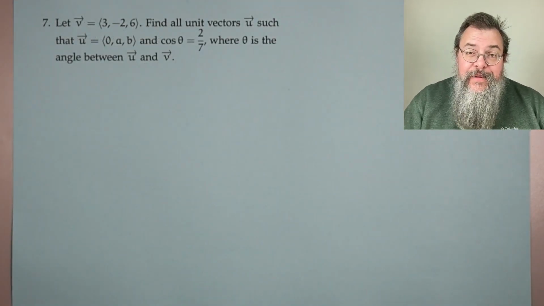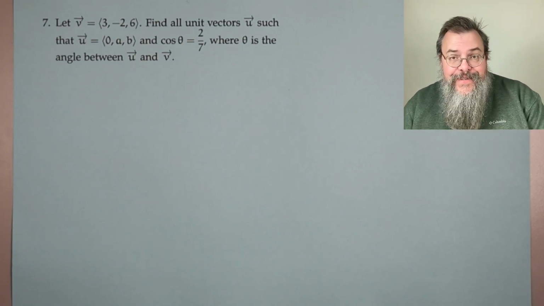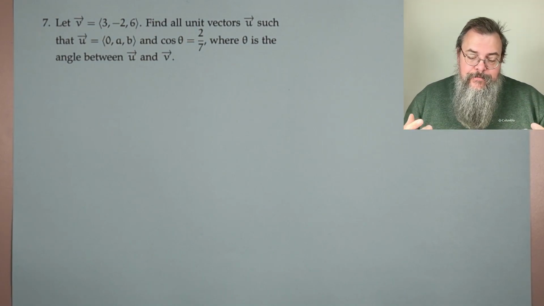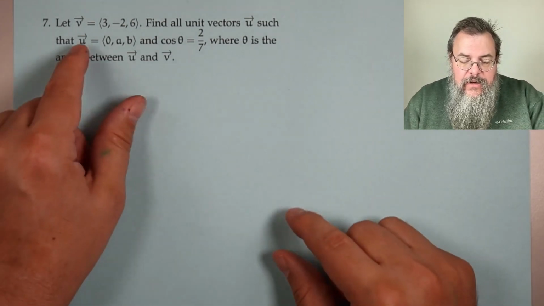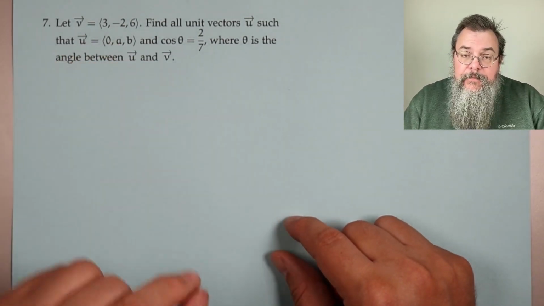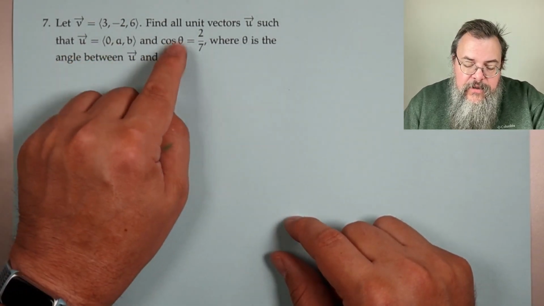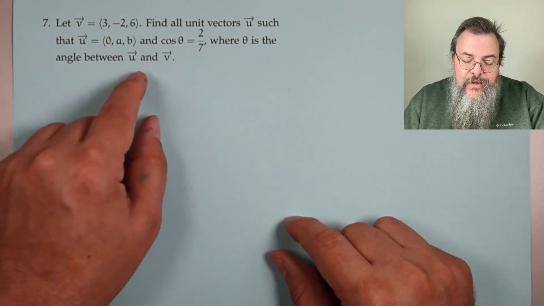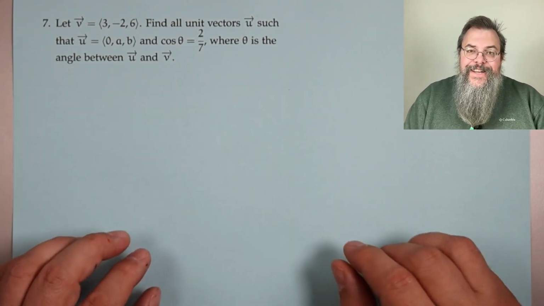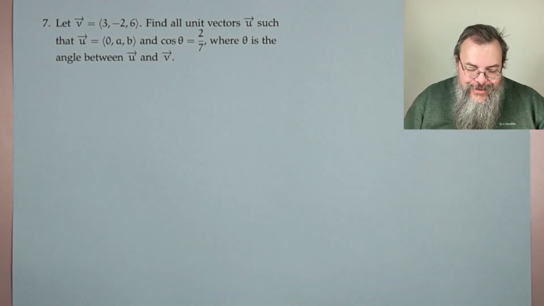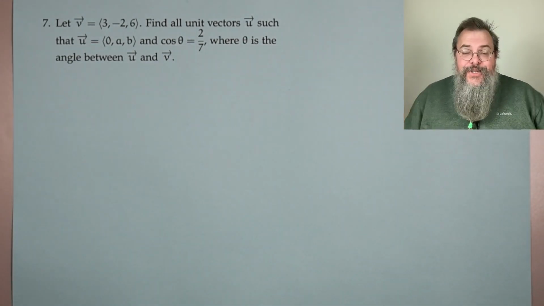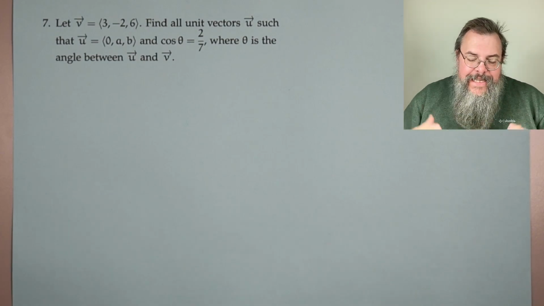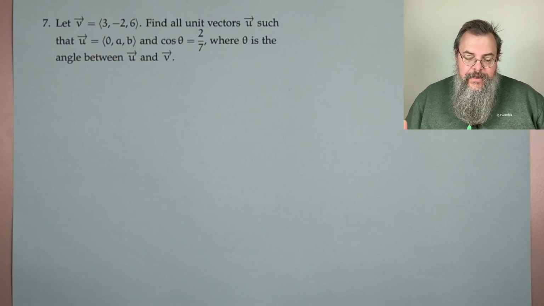Let v be the vector 3, minus 2, 6. Find all unit vectors u such that u has the form 0, a, b, and the cosine of theta is 2/7, where theta is the angle between u and v. All right. Cool. So we have our work cut out for us. Let's think about what's going on here.